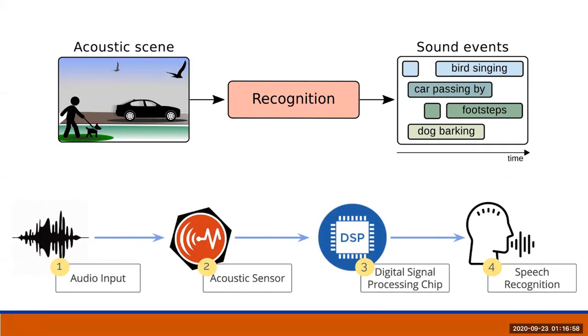So we may have an acoustic scene. We hear some audio signal, and then we recognize it, and we actually quantize it as bird singing events, car passing by events, footstep events. So these different events have logical meaning. And on the left-hand side, the acoustic scene has only the signal property. So later, we can find out at the lower level, we have audio input, acoustic sensor, and then DSP chip, and then speech recognition, representing different levels of the representation of the signal and the electrical property.